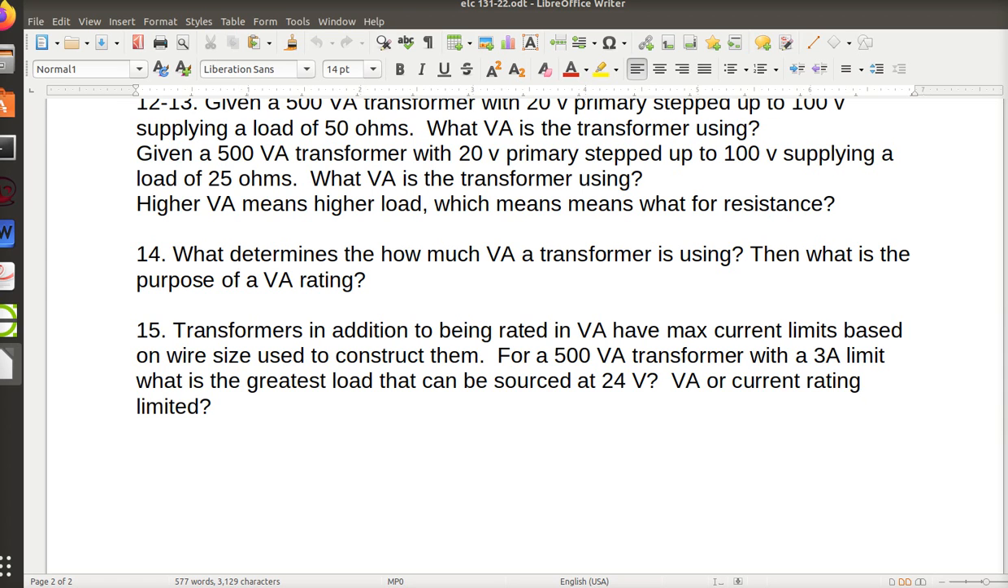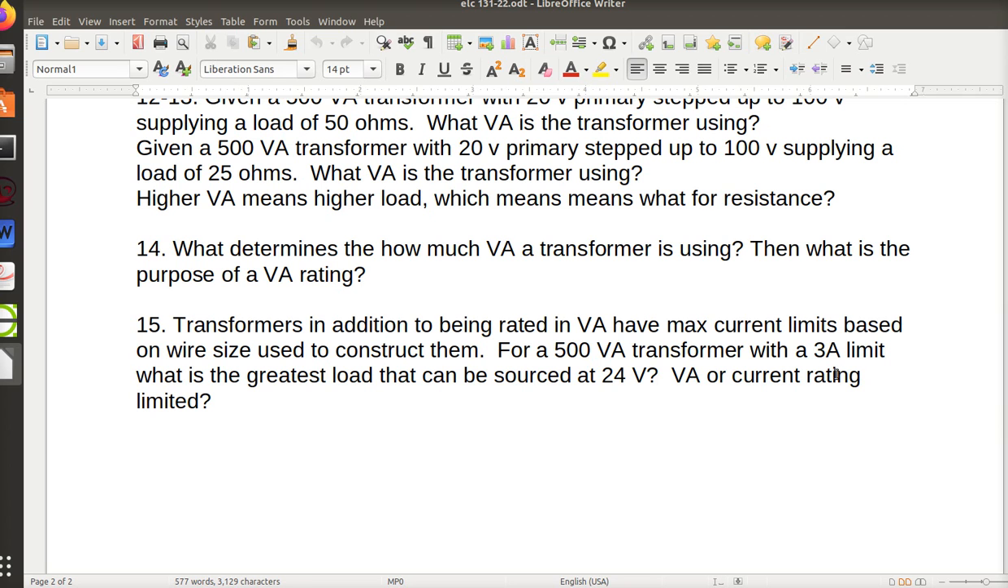So you can have a 500 VA transformer with a 3 amp limit, and what's the greatest load that can be sourced at 24 volts? Okay, so 24 volts, 3 amps max, what, 72 VA? And so that would be limited based on the current rating, because the transformer will handle 500, but it only handles 3 amps.